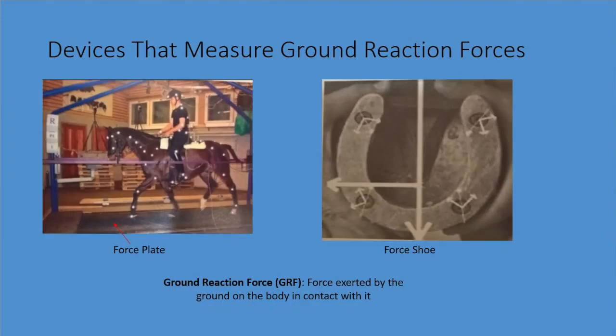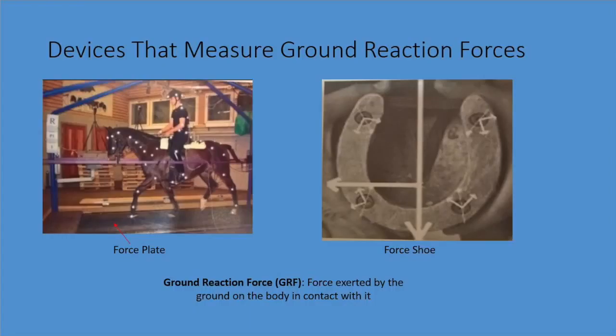Another way to carry out kinematic analysis is through the use of ground reaction force measurements. So according to Newton's third law of motion, which we're all familiar with, the ground exerts a force on the horse's hoof that is equal in magnitude and opposite in direction to the force the horse exerts on the ground during a stance phase of the stride. So the stance phase of the stride is when the horse's foot touches the ground.